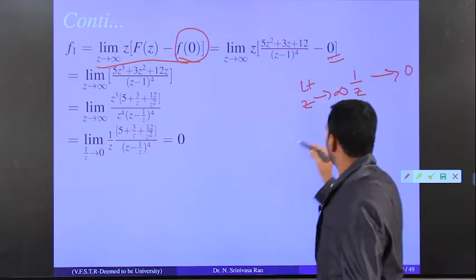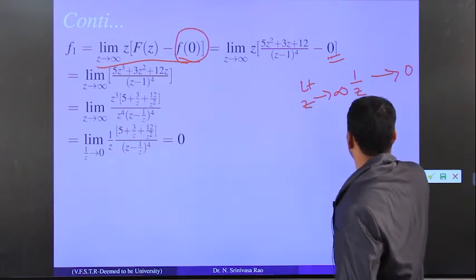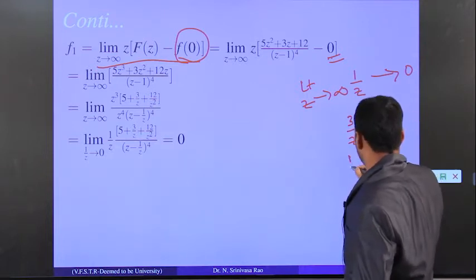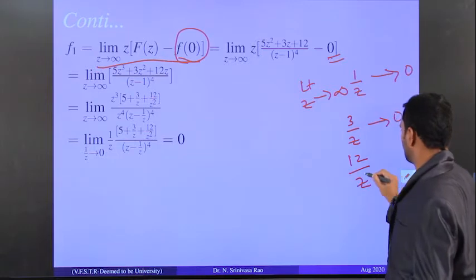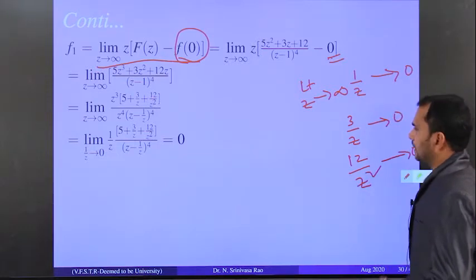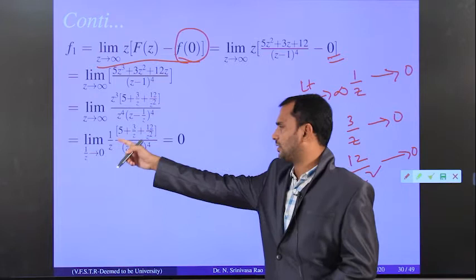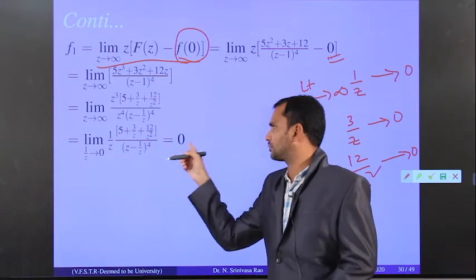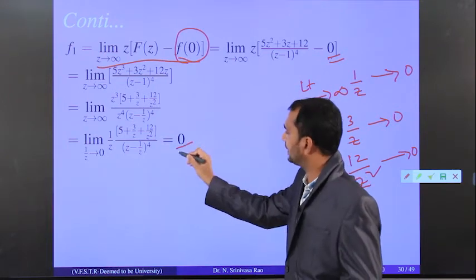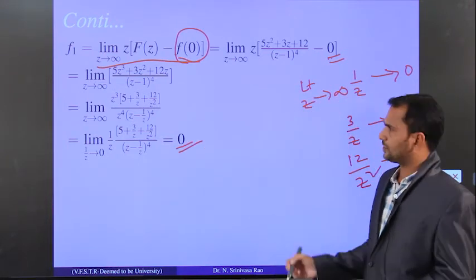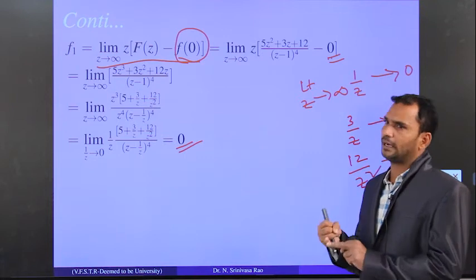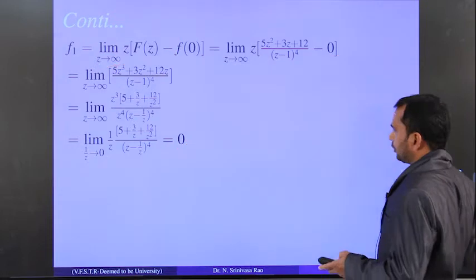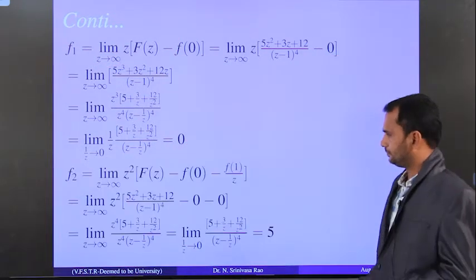Here similarly, as z tends to infinity, not only 1 by z, 3 by z also goes to 0, and 12 by z square also goes to 0. Therefore, since 1 by z is here, 0 into whatever quantity it may be is going to be 0. So the final answer is 0. Up to now we have found the f0 value and f1 value, both are zeros. And now we are going to find the f2 value.